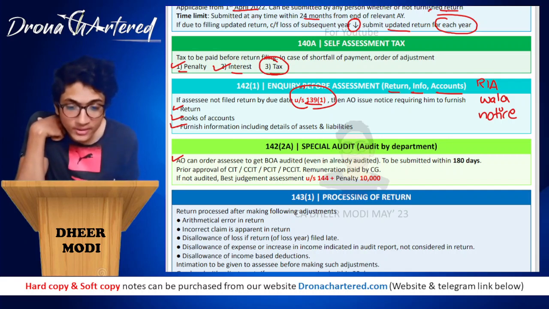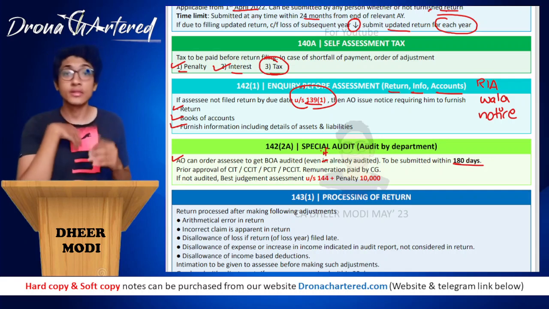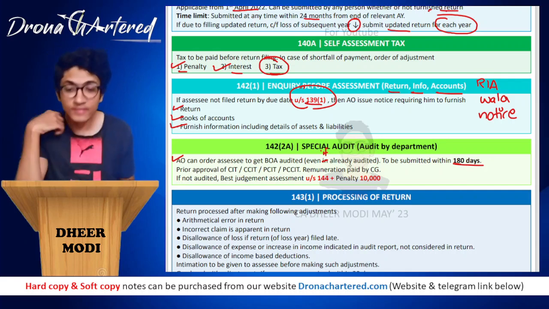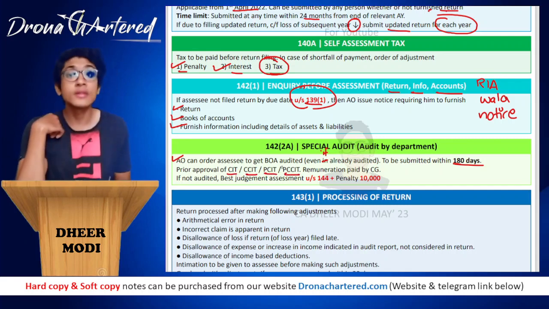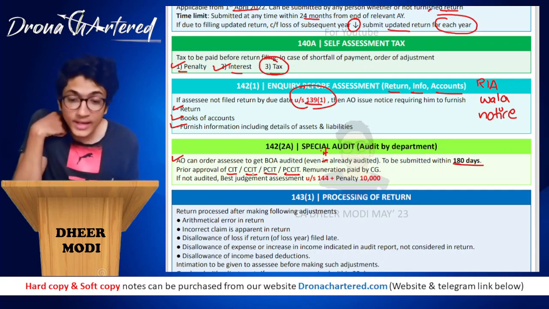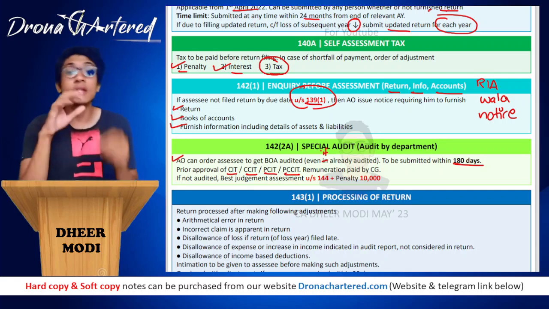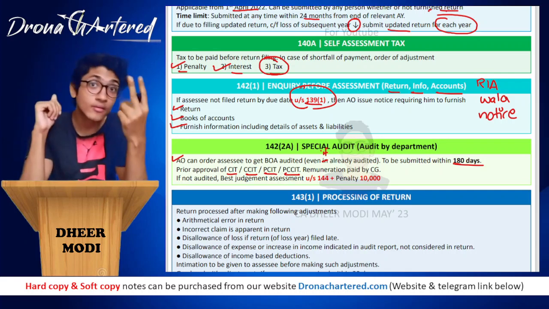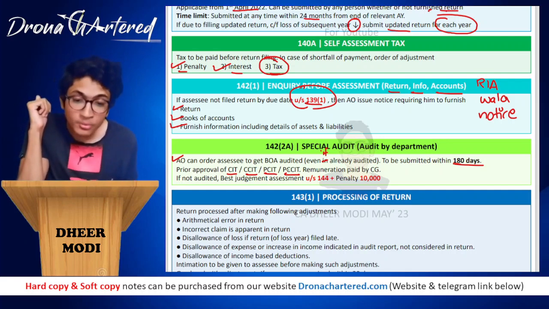Okay, this should be 'even if' instead of 'in'. Even if already audited, this has to be submitted within 180 days. The audited books of accounts shall be submitted within 180 days. Prior approval of your CIT, CCIT, PCIT, or PCCIT is required. If you remember, these were the same authorities where we required approval. Your CIT and CCIT was 0 to 10 lakhs, and your PCIT and PCCIT was from 10 lakh to 50 lakh, remember, to carry forward those losses. Okay, so prior approval of these is required.